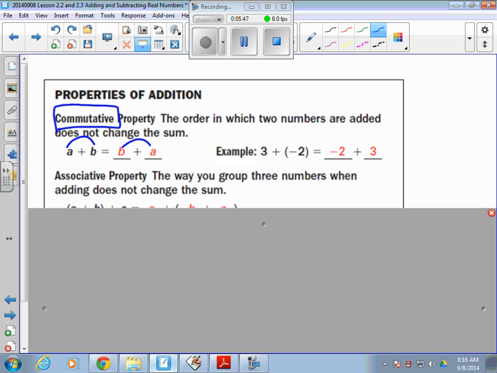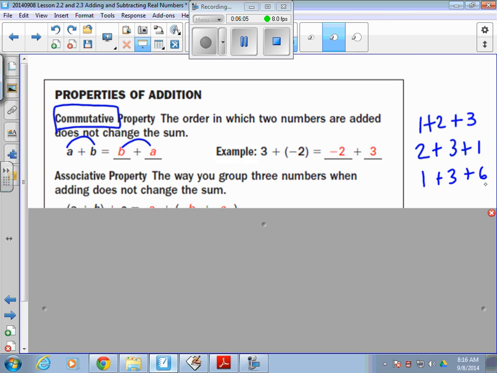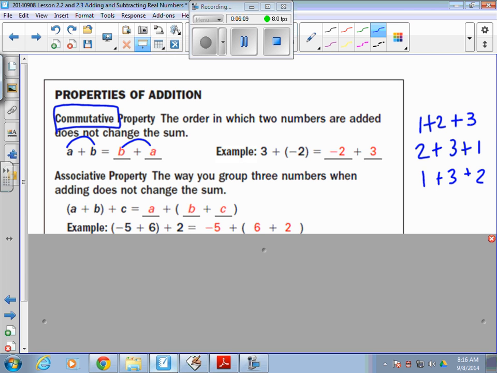Associative properties are groupings. Think of who you associate with or who other people associate with. The way you group three numbers when adding does not change the sum. Remember, 1 plus 2 plus 3 is 6. So is 2 plus 3 plus 1. So is 1 plus 3 plus 2. It does not matter which order you write them in or which grouping you put them in, you're still going to get the same number.